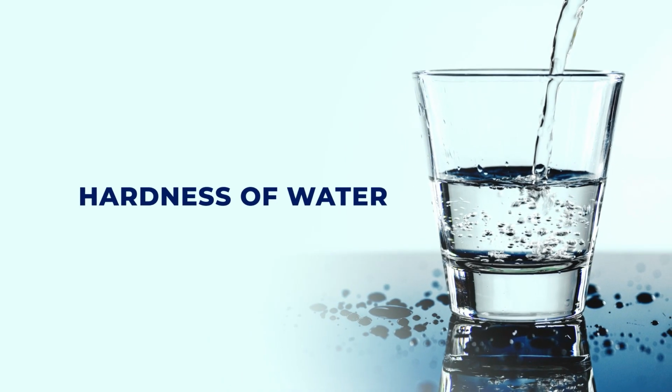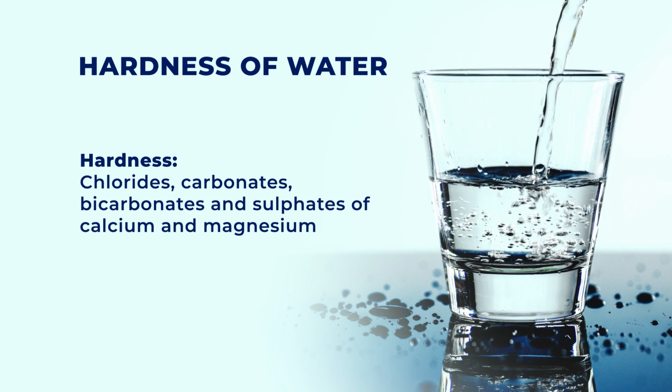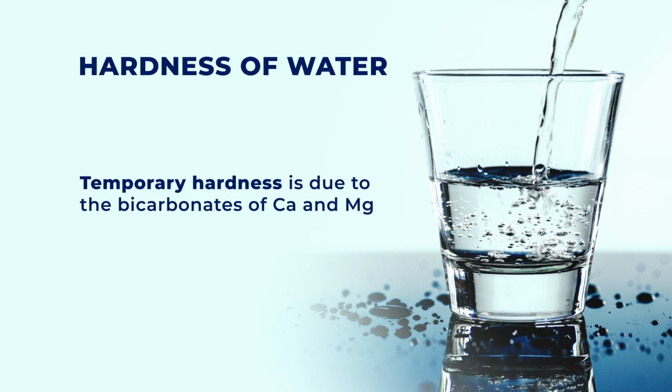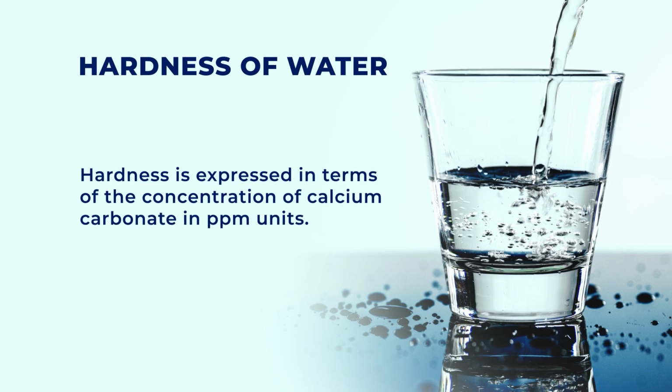Now the hardness of water is very important. As you know, it is because of the chlorides, carbonates and bicarbonates of calcium and magnesium. Temporary hardness is because of the bicarbonates of calcium and magnesium, and permanent hardness is because of the sulfates and chlorides of calcium and magnesium. It is normally expressed as the concentration of calcium carbonate in ppm units.